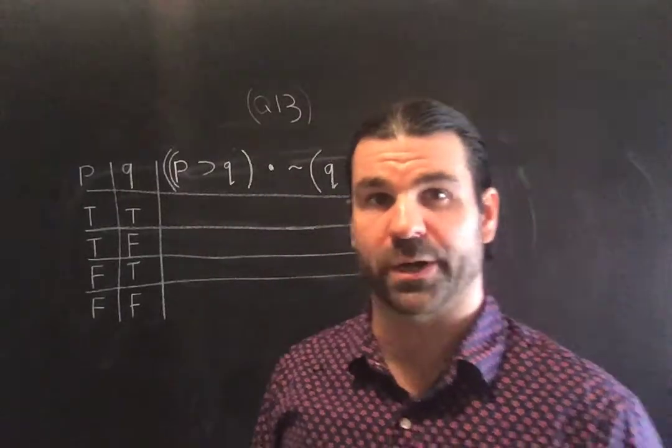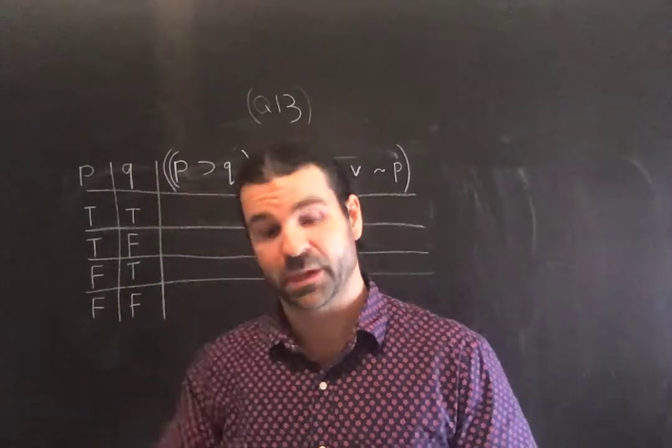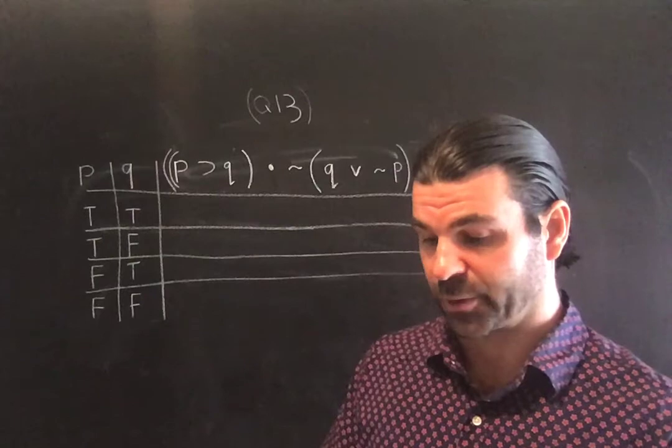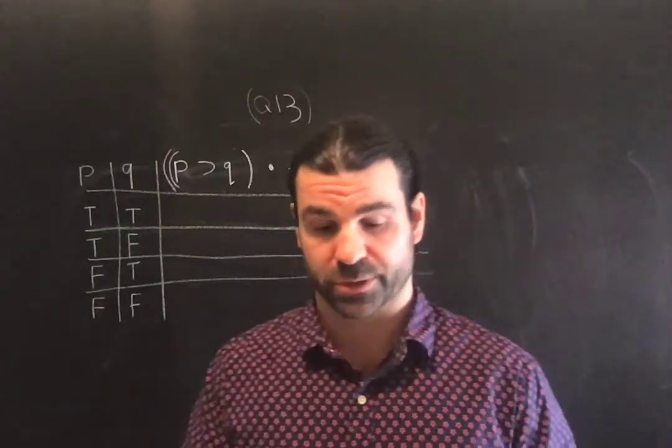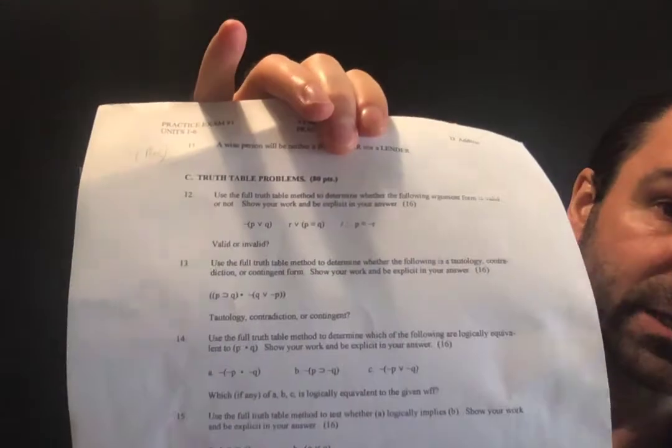Practice exam 1, part 6. We're up to question 13 on the practice exam. Use the full truth table method to determine whether the following is a tautology, contradiction, or a contingent form. The question appears as so.